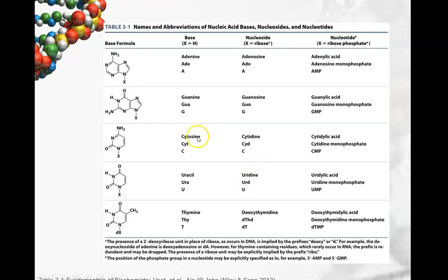So here's our table again, in which we show that we could have X as our ribose. With thymine, we typically have deoxyribose. But we could have deoxyribose for adenine, guanine, and cytosine as well.